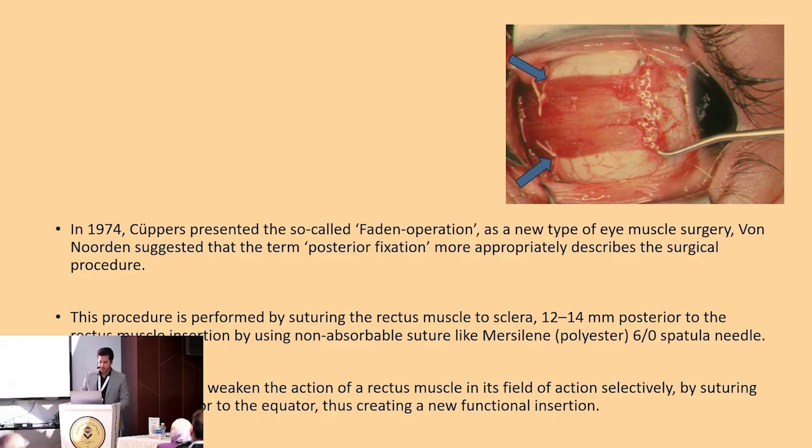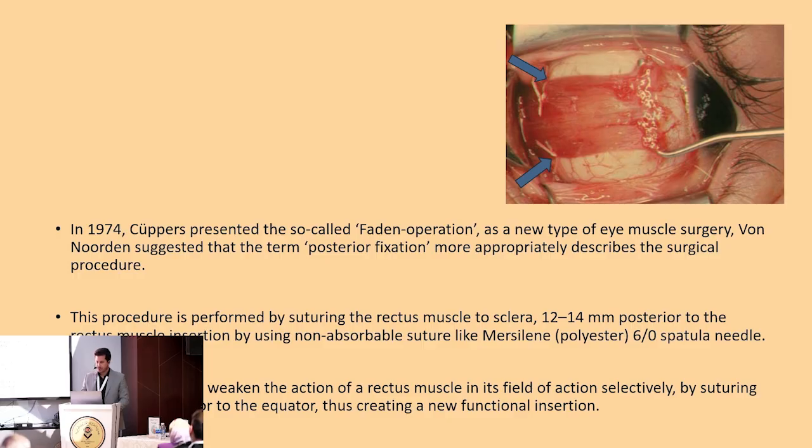So what do we do in this technique or procedure? We fixate the rectus muscle posterior to the equator, about 12 to 14 millimeters posteriorly, with a non-absorbable suture like Mersilene polyester suture. How it works is that it only weakens the action of the rectus muscle in the field of that muscle, mainly.